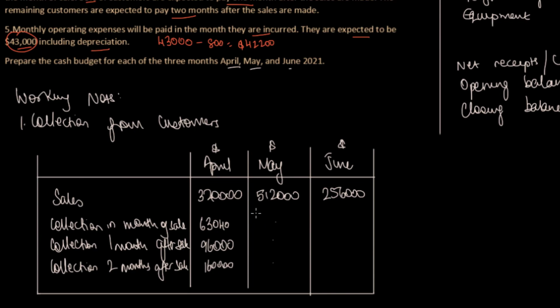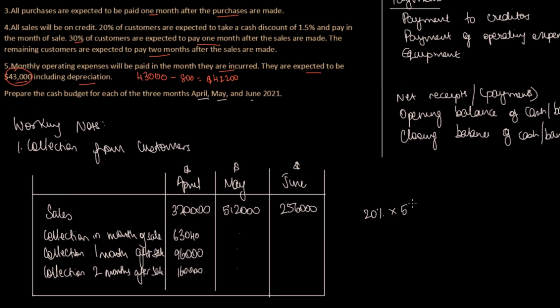Same way you'll have to do for May and June. So for May, 20% of 512,000, but subject to 1.5% cash discount, or multiplied by 98.5%. So we get 100,864.